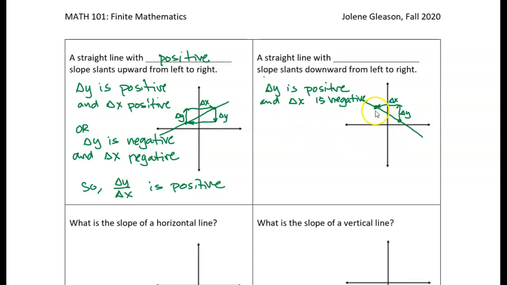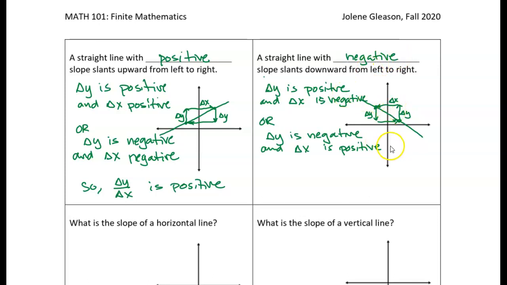Now I could also take the case where I look at going from this point to the other point. In this case, I have to go down. My delta y is negative and my delta x is positive, all right? So in the second case, delta y is negative, and delta x is positive. All right. So either way, I get a negative slope.